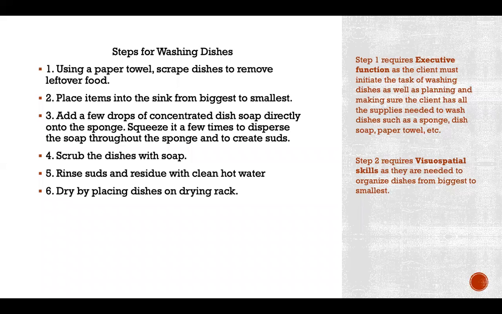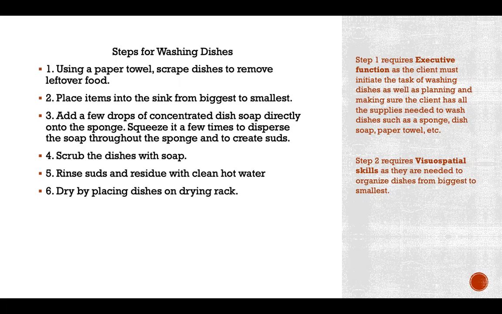Step 1. Using a paper towel, scrape dishes to remove leftover food. Step 2. Place items into the sink from biggest to smallest. Step 3. Add a few drops of concentrated dish soap directly onto the sponge. Squeeze it a few times to disperse the soap throughout the sponge and to create suds. Step 4. Scrub the dishes with soap. Step 5. Rinse suds and residue with clean hot water. Step 6. Dry by placing dishes on drying rack.